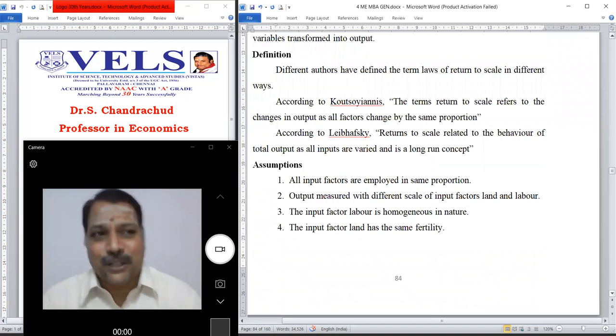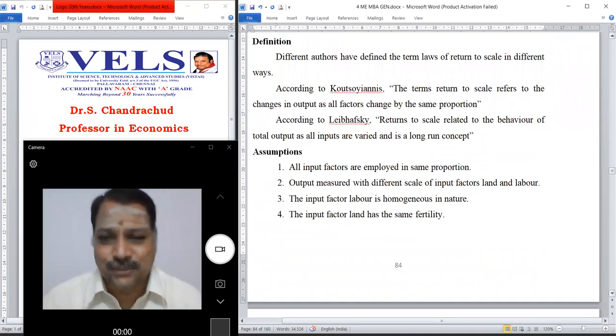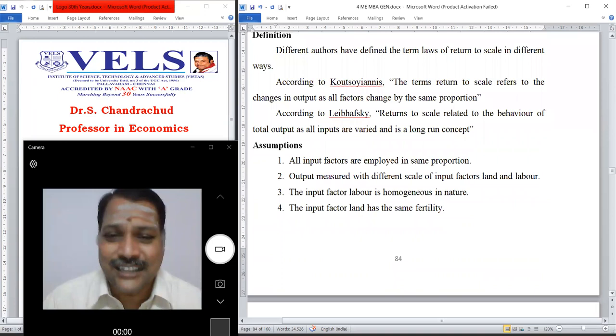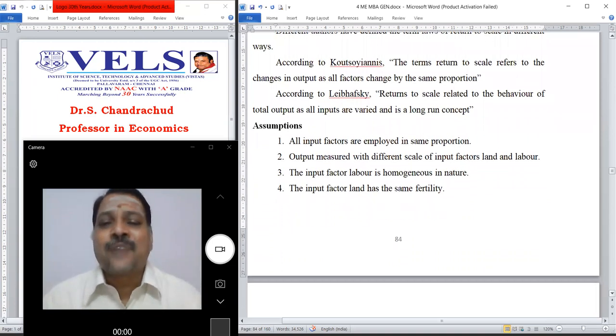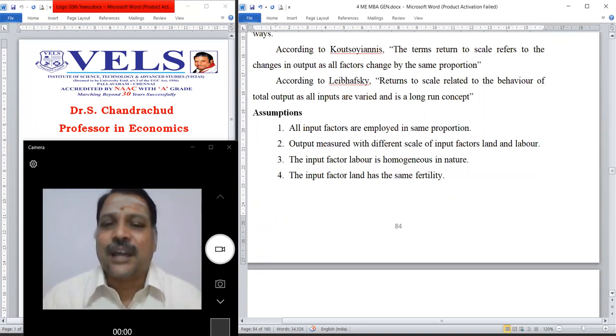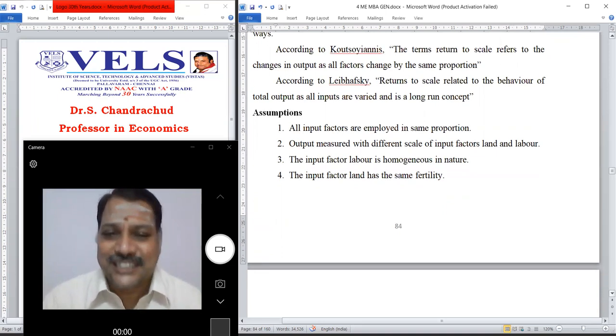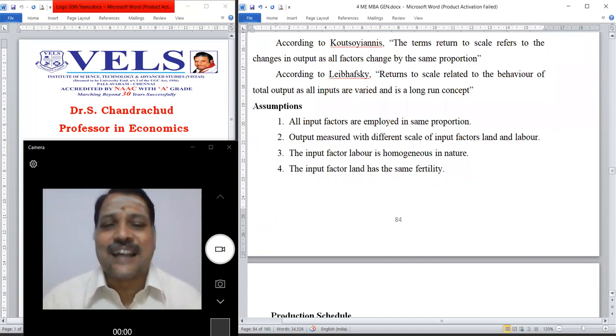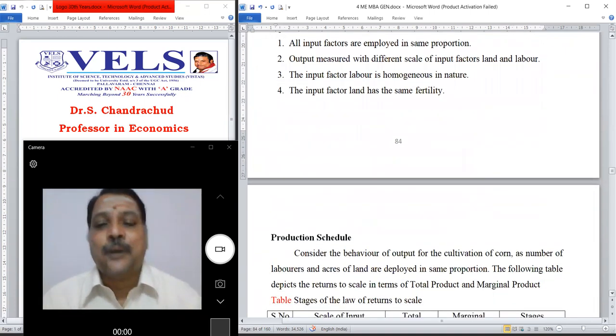This particular theory follows certain assumptions. The following 4 are the assumptions of the law of returns to scale. All input factors are employed in the same proportion. The second assumption is that output is measured with different scales of input factors, land and labor. The input factor labor is homogeneous in nature and the input factor land is of the same fertility.